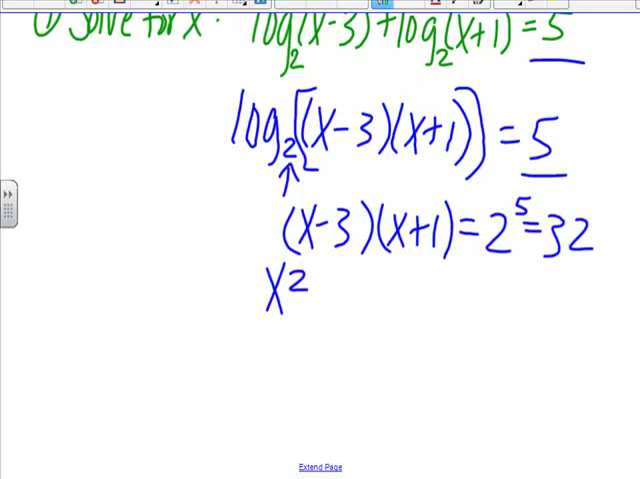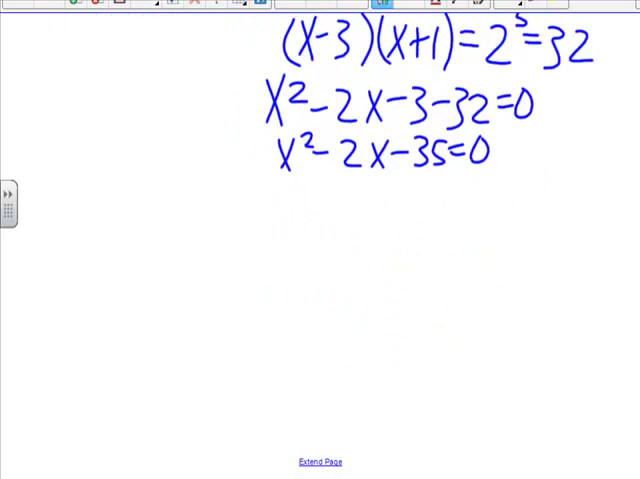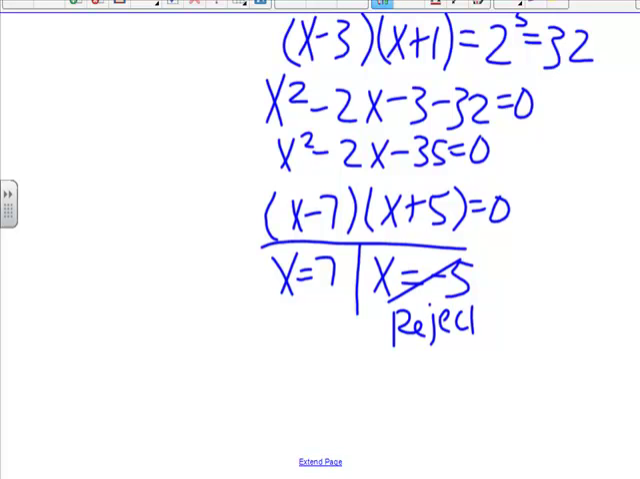And then I can go ahead and get the job done here. So I get x squared minus 2x minus 3 minus 32 is equal to 0. So that would be x squared minus 2x minus 35 equals 0. I can do a little factoring here. x minus 7, x plus 5 equals 0. And I get x equals 7, x equals negative 5, but this gets rejected because of the domain. So in this case, my answer is 7.